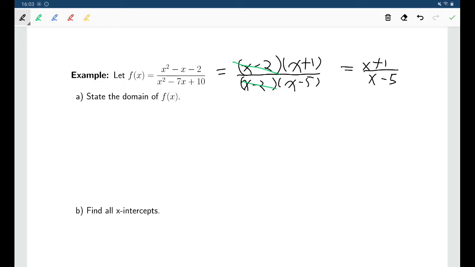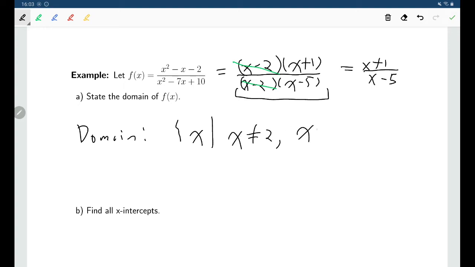Now, the one place where we do need to be careful here, and this is, again, why I said we're going to state our domain first, is that canceling things out doesn't change the domain. If you're thinking about the original function f of x before I did any canceling, you would have said for the domain that it would be the set of all x's such that x can't be 2 and also x can't be 5.